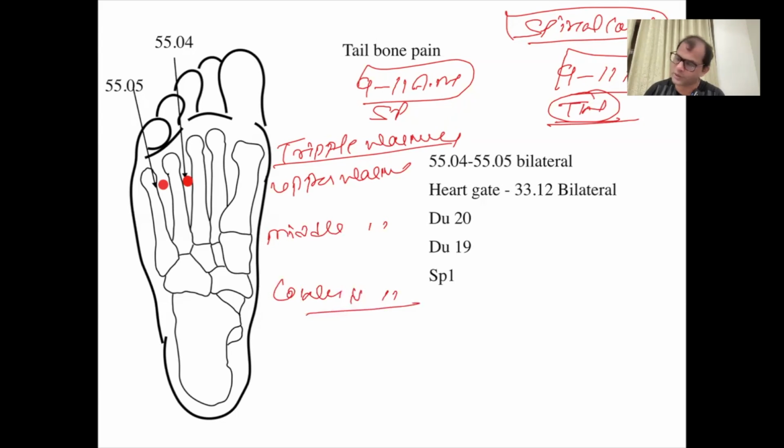So whenever we are working on the triple warmer with the spleen 1, we will be able to work in the lower part of the triple warmer. It will be working in the lowermost area.